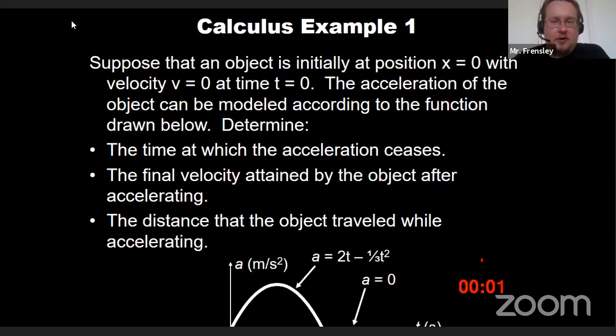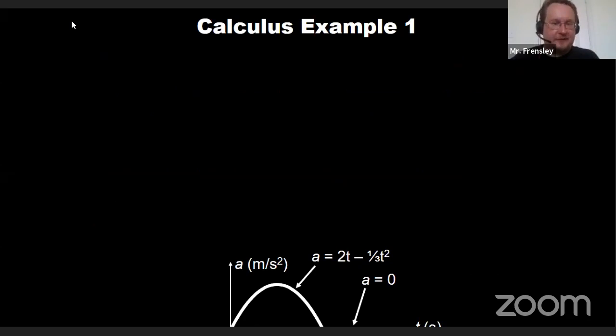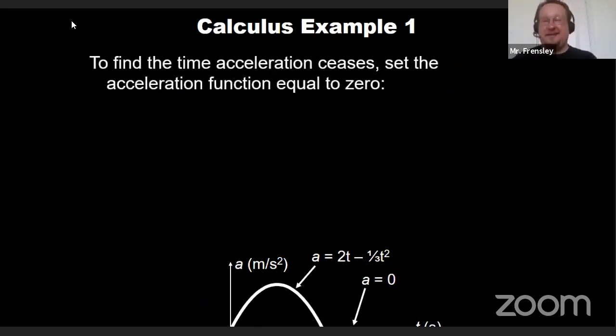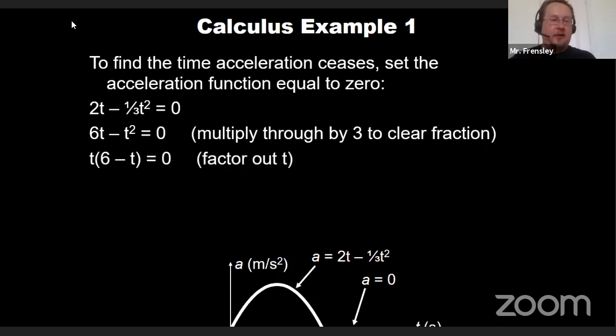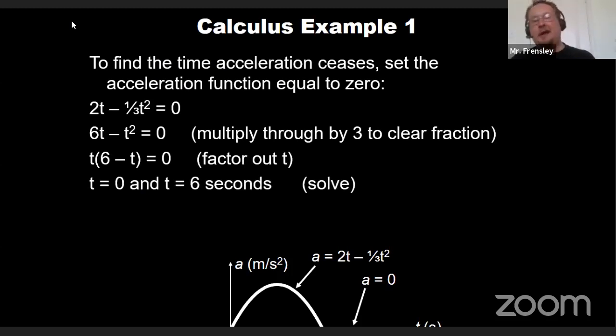All right, I'm going to show you the solution here. If I go too fast, then you might want to rewatch, pause, rewind, and take it a step at a time. So first, the time at which the acceleration quits, we're just going to set the acceleration function equal to 0. So I multiply by 3 in order to clear the fraction. It's not my friend, fractions, right? Factor out a t, and then you know the algebra here. It's either t equals 0, that's when the acceleration starts, nobody cares. T equals 6, that's when the acceleration ends. That's what the answer to the first bullet point was, right?